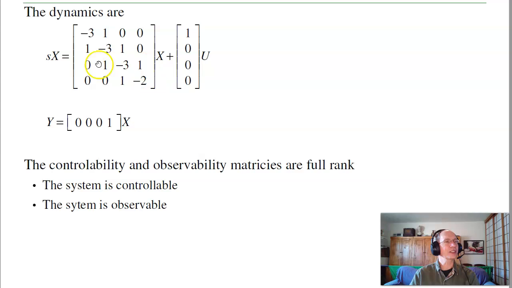Here's the matrix, your A matrix, your B matrix, the C matrix. I'll then run a controllability and observability test for this system.